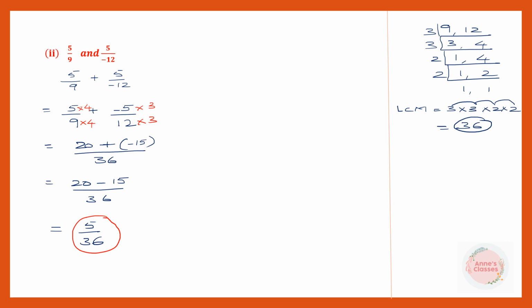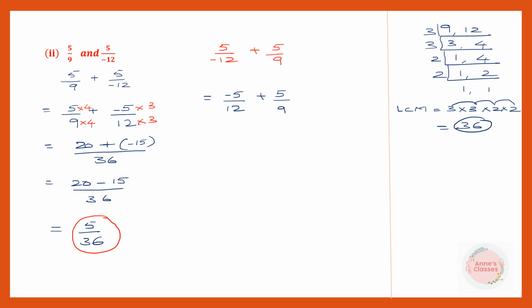Now let's reverse the order. So we're going to say 5 by minus 12 plus 5 by 9. So here what have we done? We have reversed the order. Here first 5 by 9 comes. Now here we're writing it second. And now let's find the sum after adding this. So this becomes minus 5 by 12 because the denominator has to be positive, plus 5 by 9.